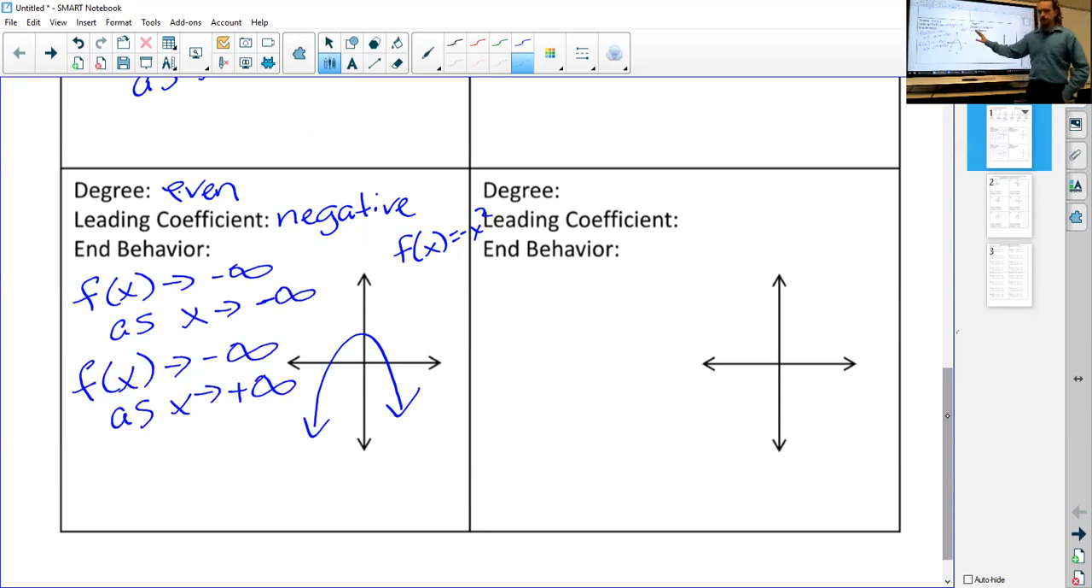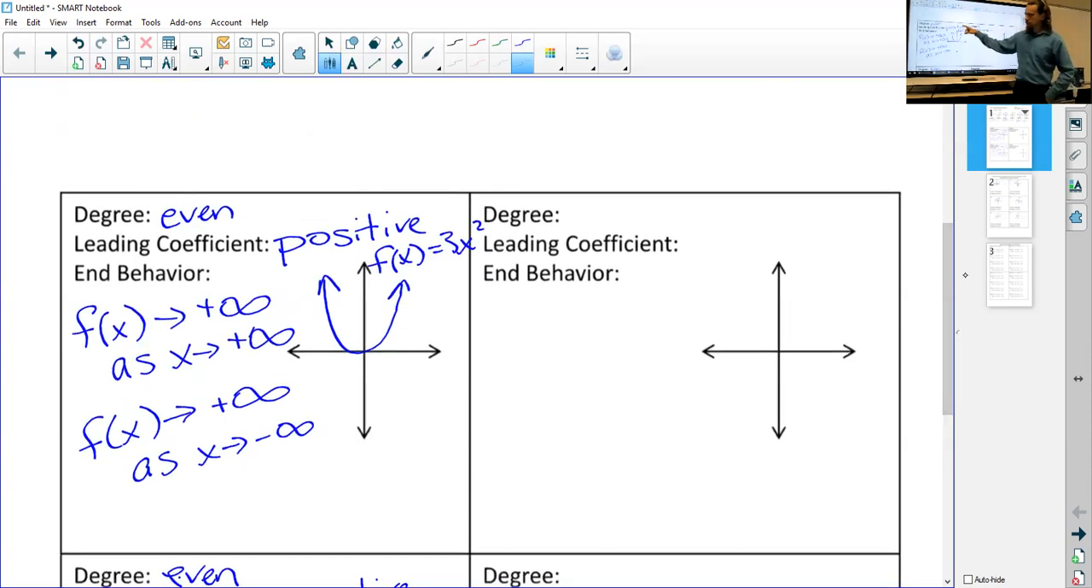Even functions are a little bit simple because they're always going the same way. If it's a negative leading coefficient, it's going to negative infinity. If you have a positive leading coefficient, it's always going to positive infinity.